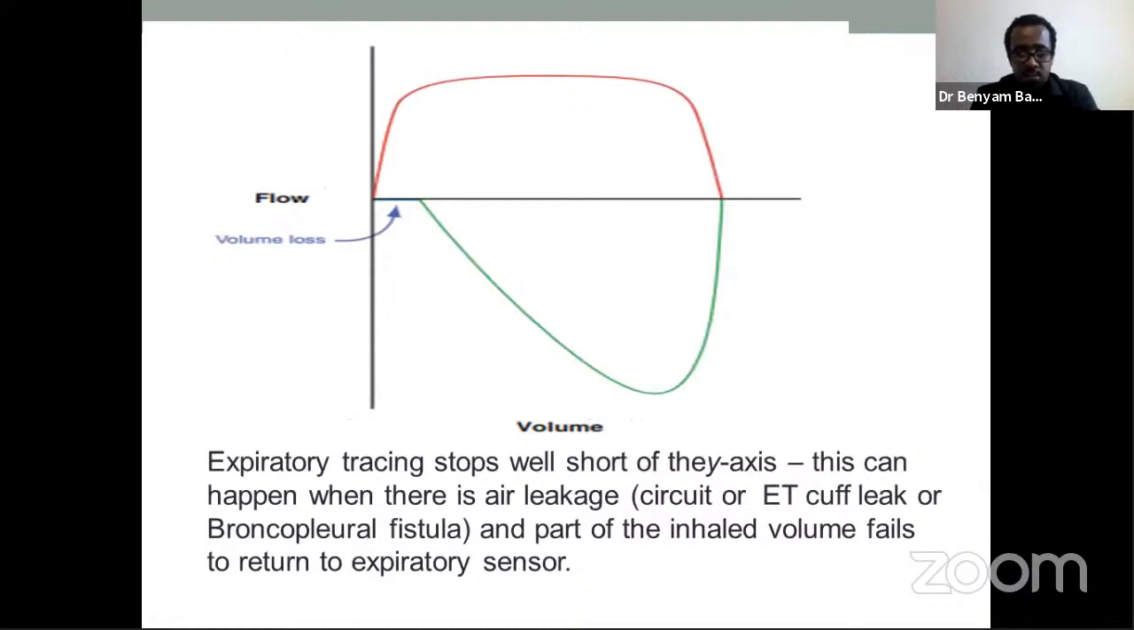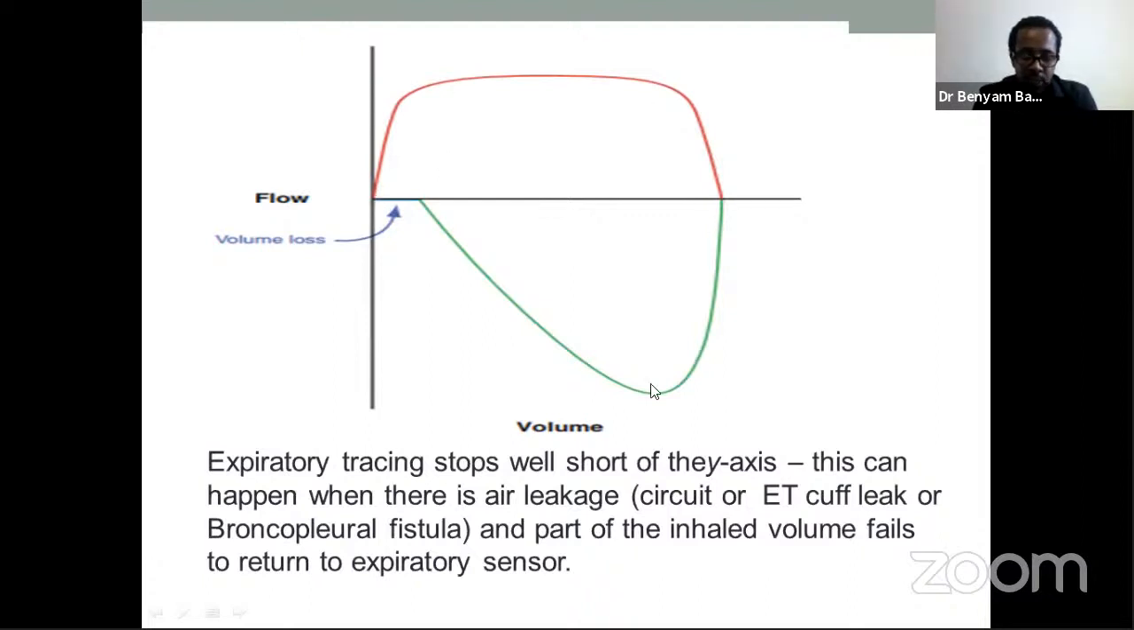This is also a graph for the flow volume loop. This shows volume loss. As we said, there is inspiration followed by expiration. The tidal volume should be equal during the inspiratory phase and the expiratory phase, ideally. So this is during inspiration.